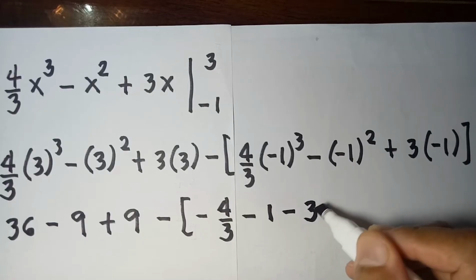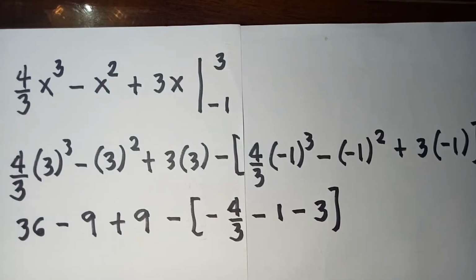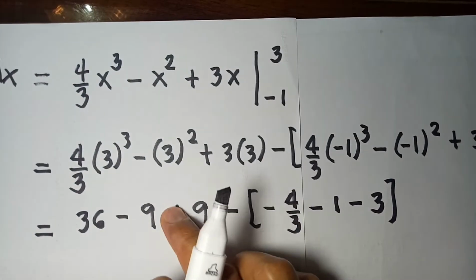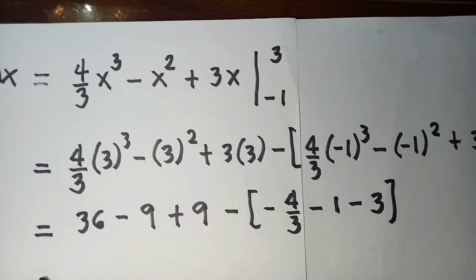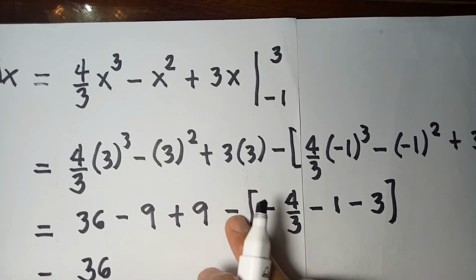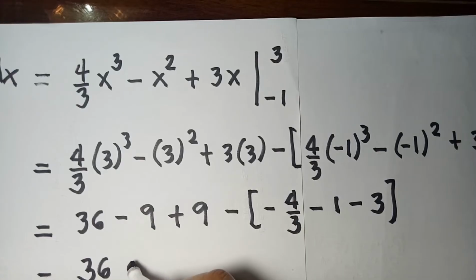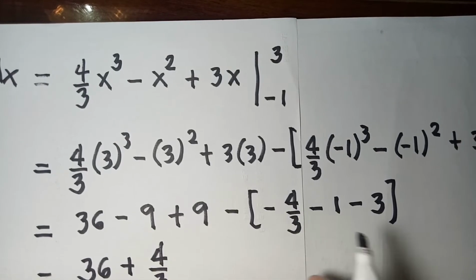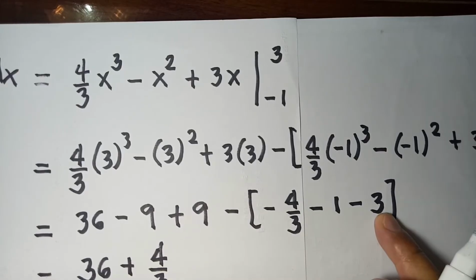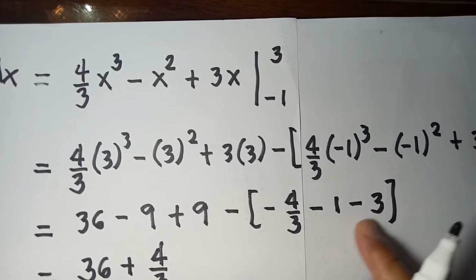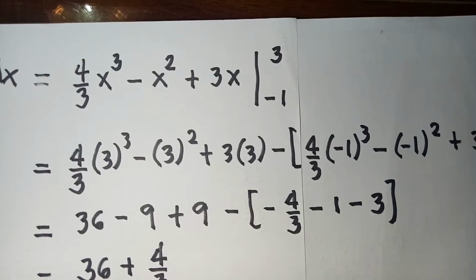Okay? So here, cancel 9, no? So matitira na lang ay 36. And then minus, no? So minus times negative 4 thirds, positive 4 thirds. This one is negative 1 plus negative 3 is negative 4. So times negative is plus 4.